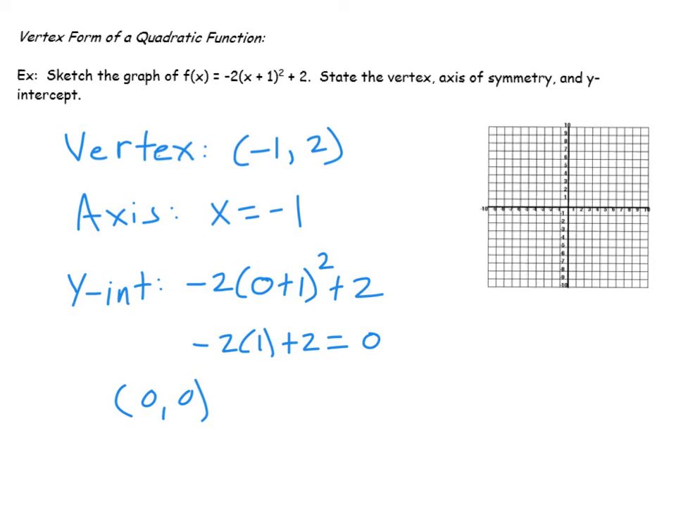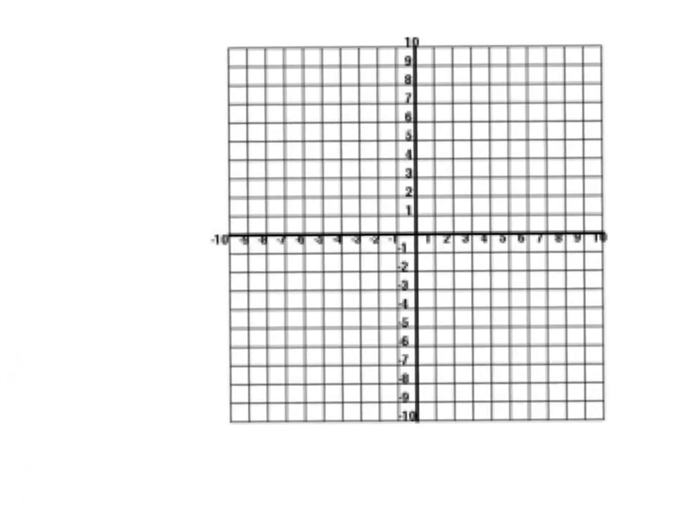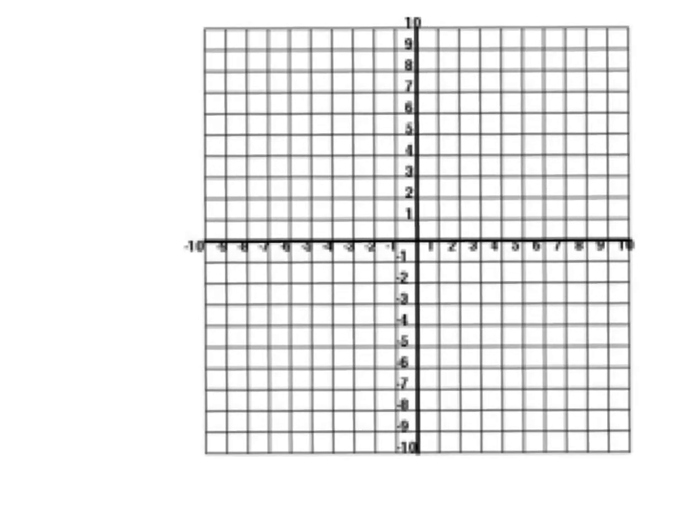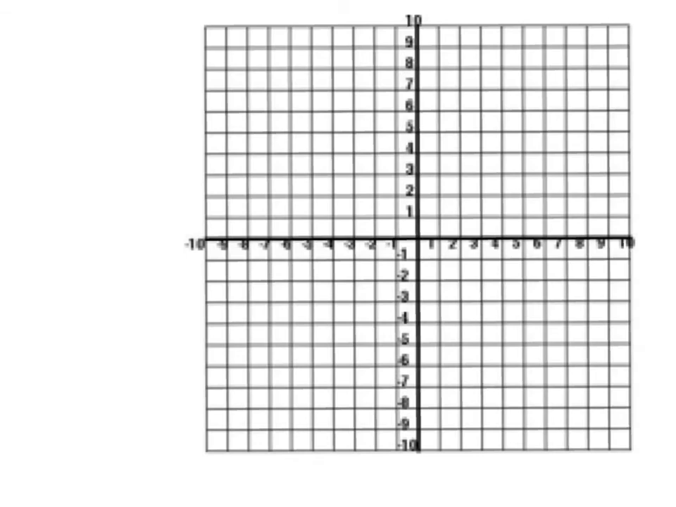Okay? I do need to get another point to reflect, but I like to wait till I'm on the graph to figure out what that point is, okay? So we'll zoom in again. Axis of symmetry, which will go right down the middle of the quadratic, is at x equals negative 1. Vertex is at negative 1, 2, so that'll be right here. And our y-intercept is 0.